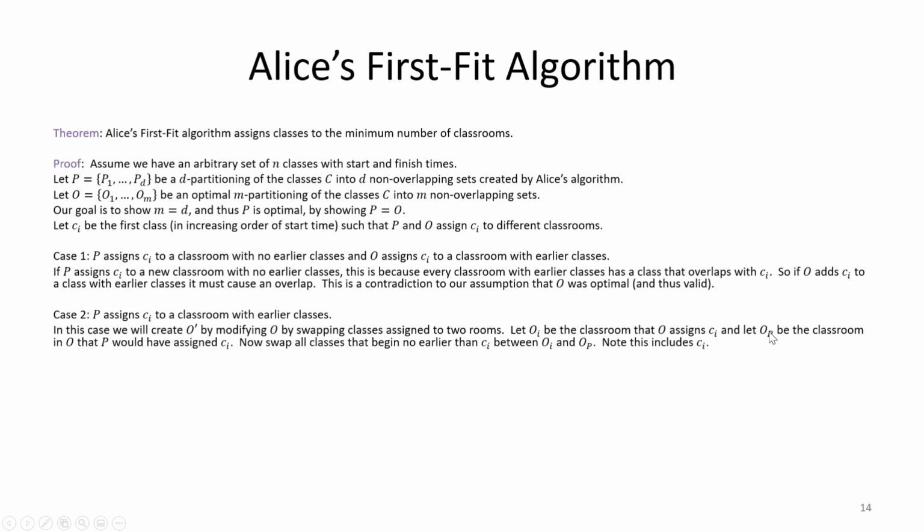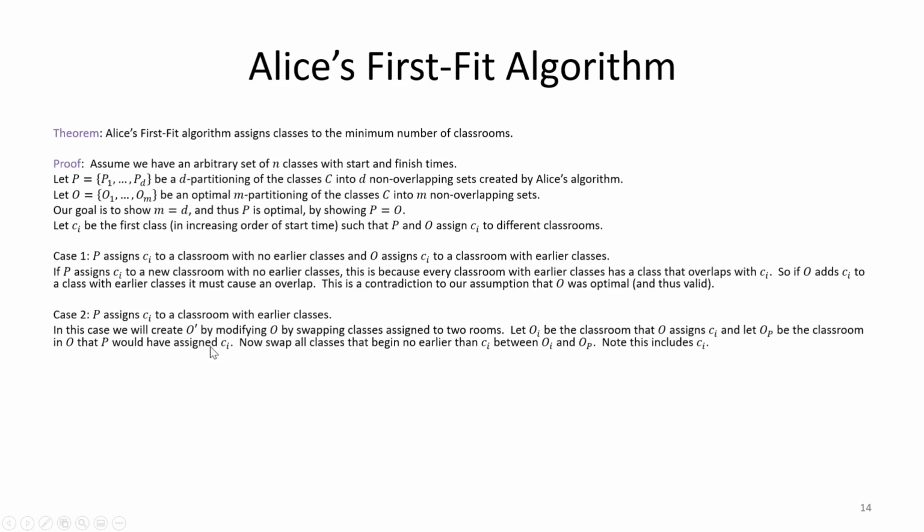So we've got O_P, the room that we would have assigned C_i to, and O_i, the classroom that O assigns it to instead. Now remember, in your brain, I want you to think of this as a tie case where we could have assigned it to either room, but we just chose differently. The other thing that's important is we could have assigned C_i to either room. We know that because O assigns C_i to O_i, so it must be compatible with O_i, and P assigns it to O_P, so we know it's at least compatible with the earlier classes in that room.